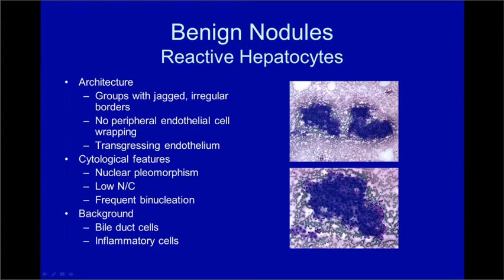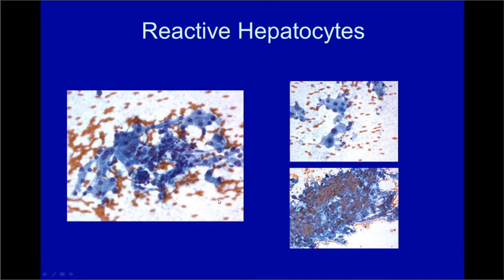This is the characteristic feature of focal nodular hyperplasia or any one of these reactive nodules on cytology, and that is the presence of reactive hepatocytes. These are characterized by groups that show irregular, jagged edges. It lacks peripheral endothelial cell wrapping or a significant amount of transgressing endothelium. When we look at the cells, they're 1 to 2 cells thick. So the plates lack wide trabeculae. We have some single cells. Here we have a bile duct. The cells have a low nuclear to cytoplasmic ratio. We may see binucleation.